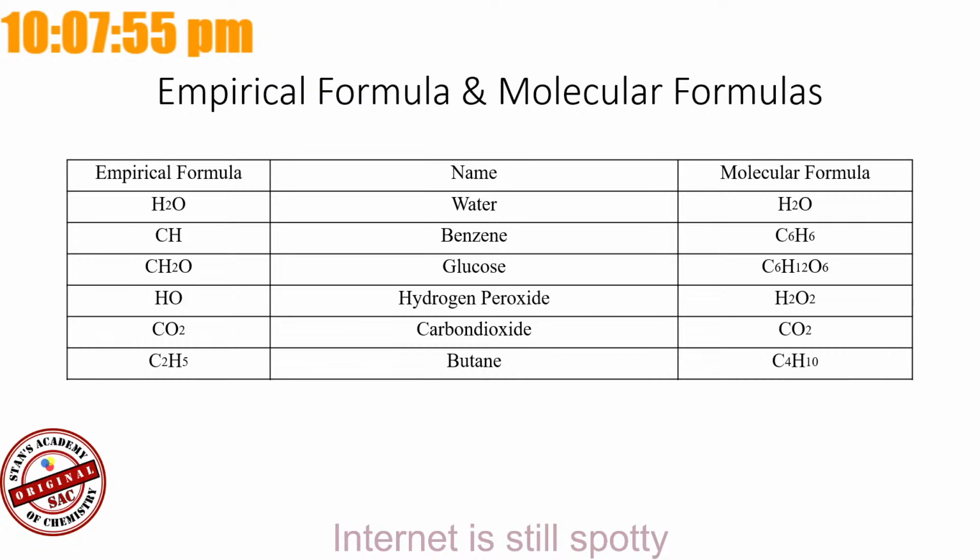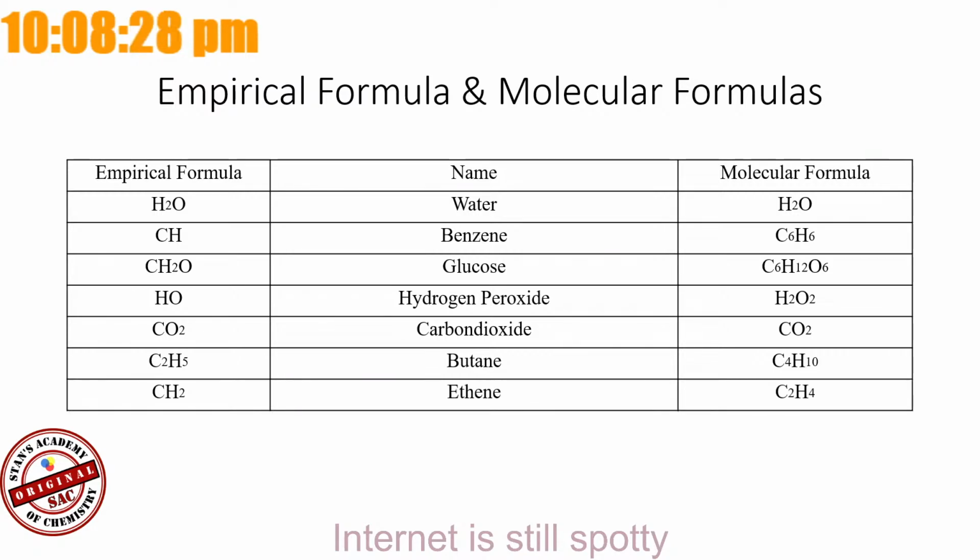So we take the molecular formula, look at the subscripts, divide by the highest common factor, and that should give you your empirical formula. Ethene, 2 carbons, 4 hydrogens, so divide by 2, you get CH2 as the empirical formula for the compound.